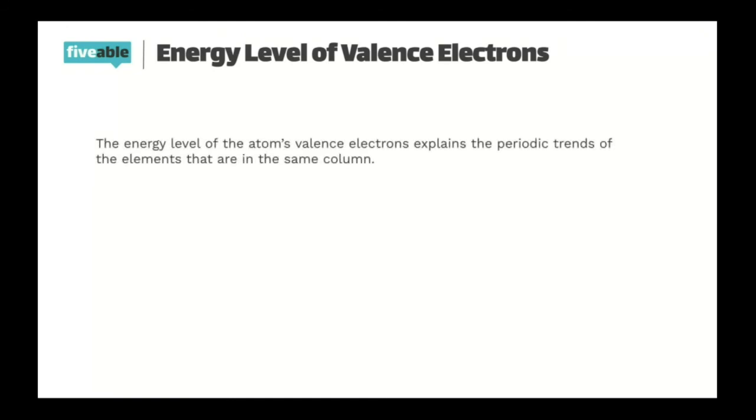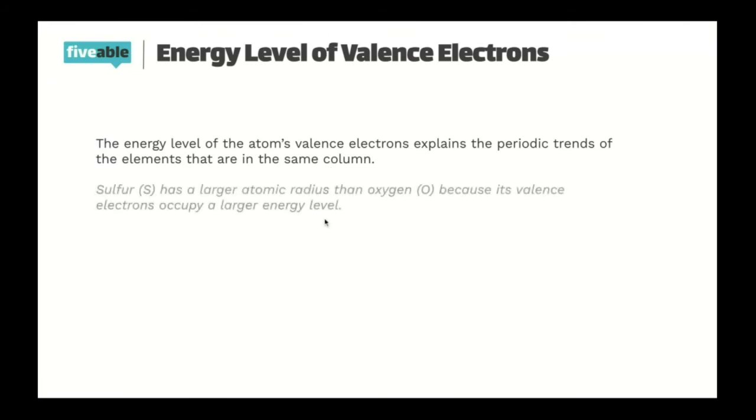So let's look at the energy level of the valence electrons. Remember, energy level determines how far the electron is from the nucleus. And the valence electrons are going to be the ones furthest away from the nucleus. Oftentimes, the valence electron's location will explain the trend, especially if we are comparing two elements in the same column.